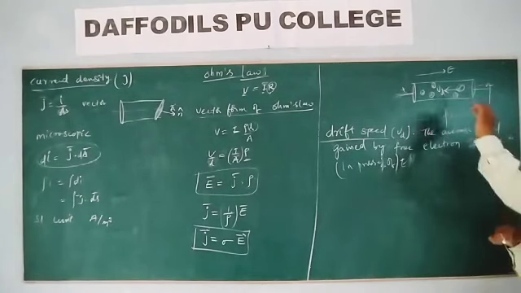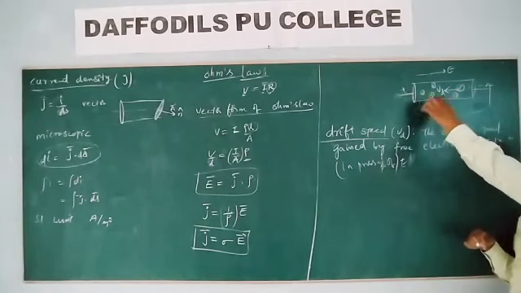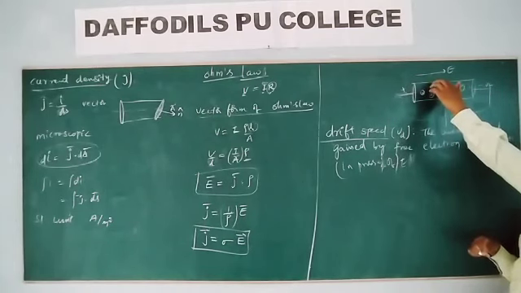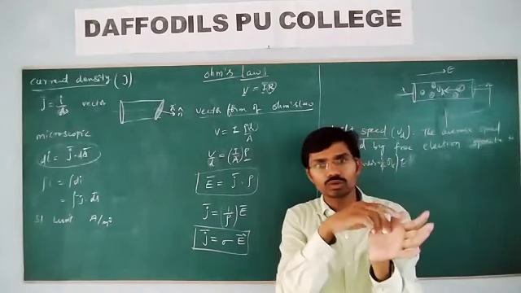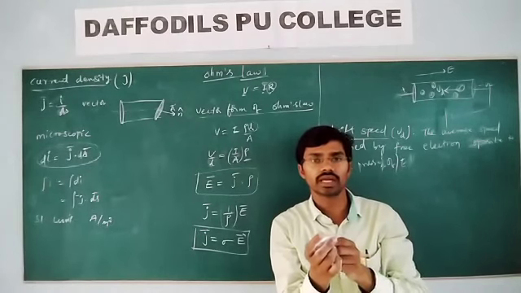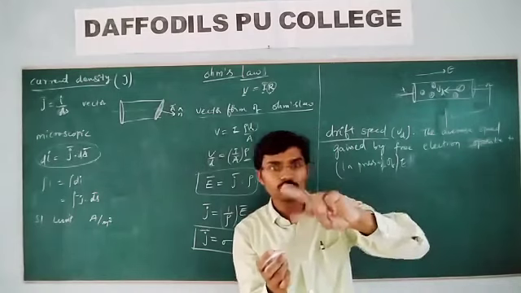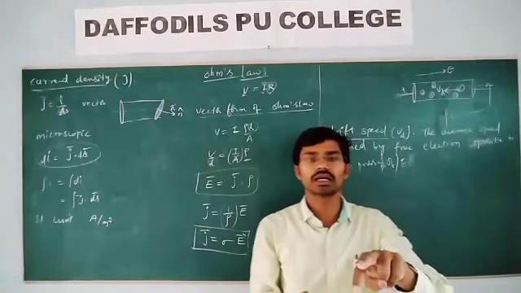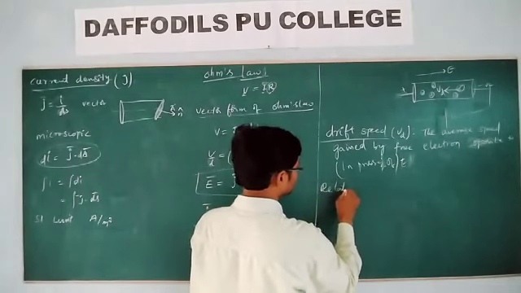Then whenever the electron is moving from one end to the other end of the metallic conductor in presence of the electric field, what will happen? From one collision to the next collision, it will take some time. Whatever the time elapsed between two successive collisions, that we call the relaxation time.